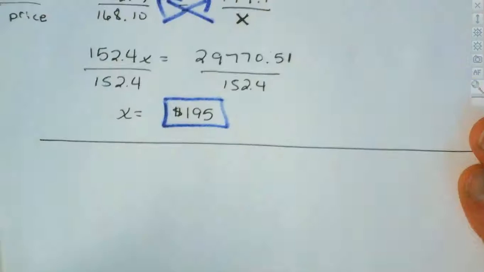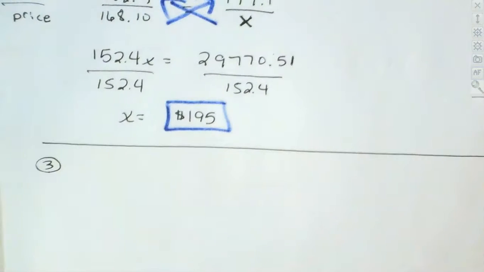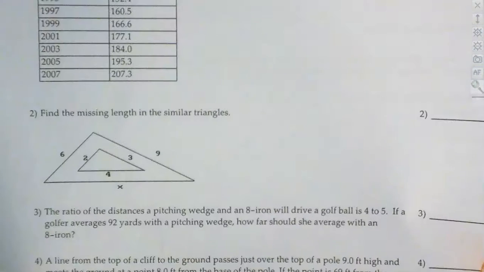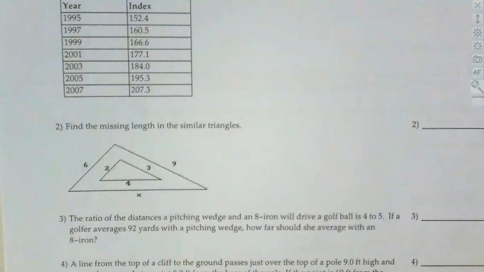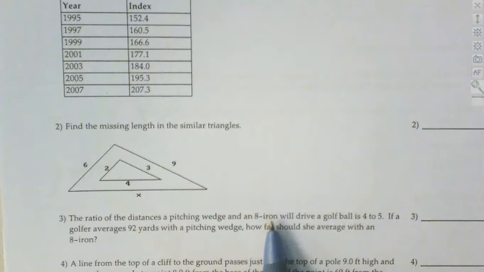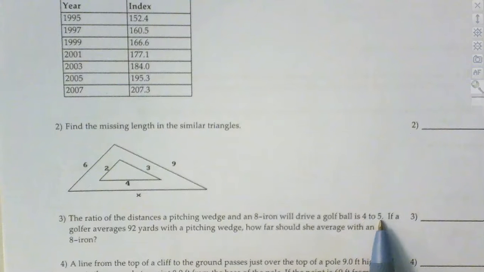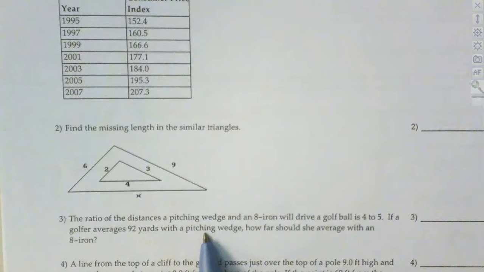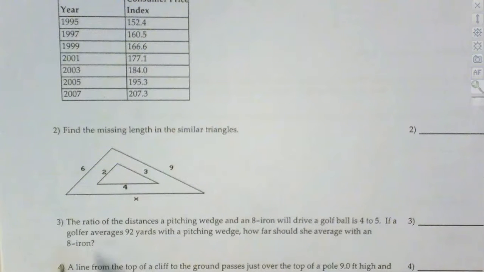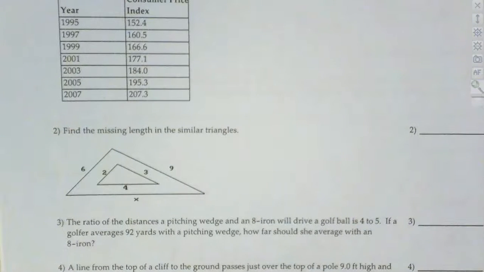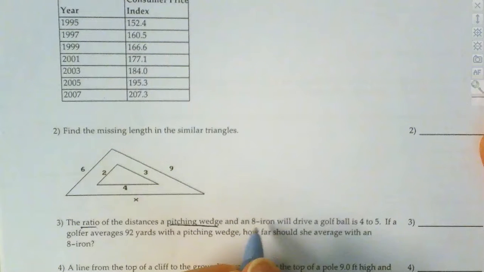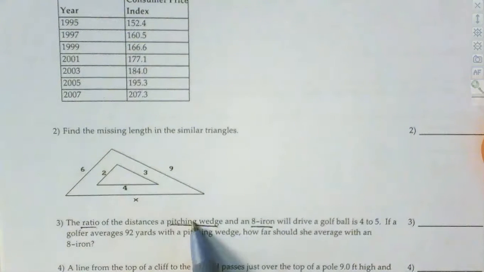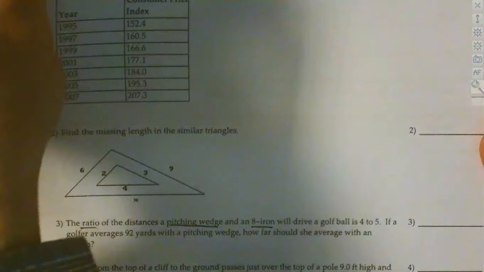Okay, question 3. We need to set up a ratio for question 3. The ratio of the distances a pitching wedge and an 8-iron will drive the ball is a 4-to-5 ratio. Okay, if a golfer averages 92 yards with a pitching wedge, how far should she average with an 8-iron? Now, how do we set up this ratio? Okay, it says a ratio, so that's a fraction of the pitching wedge to the 8-iron. So pitching wedge is going to go on top, 8-iron is down below.